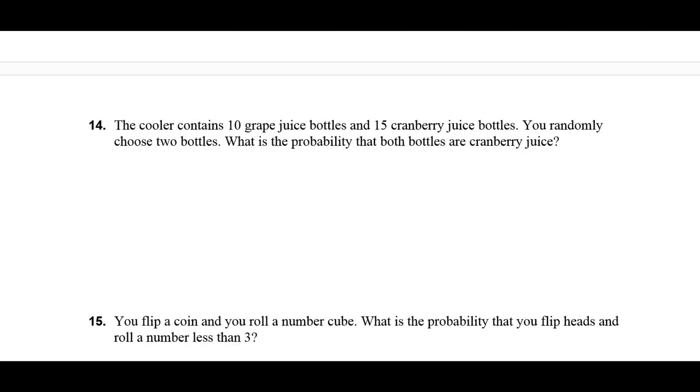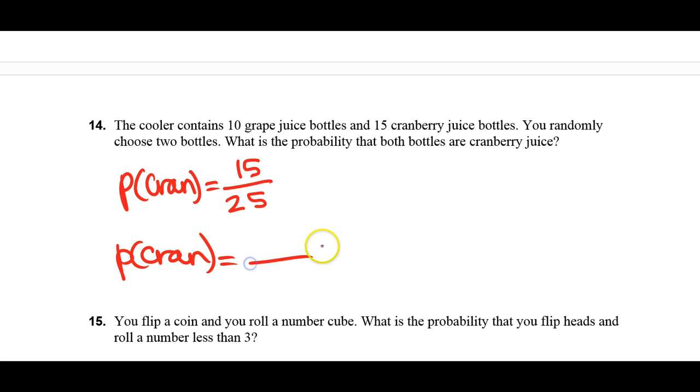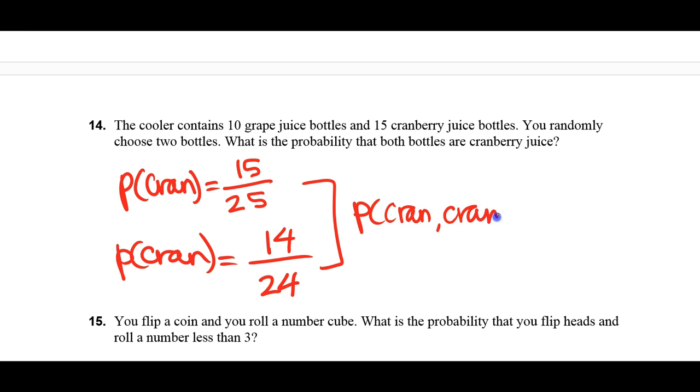14, this is dependent probability. The cooler contains 10 grape juice bottles and 15 cranberry juice bottles. You randomly choose 2. What is the probability that both are cranberry juice? So for the first time that I pick cranberry, there are 15 cranberry juices in the cooler out of 25. Okay, but the second time I pick cranberry, one of those cranberry juices is gone. So there are only 24 bottles in the cooler, and only 14 of them are cranberry because one was picked the first time. Okay, so probability of cranberry, when multiple things are happening, you need to multiply their probabilities.